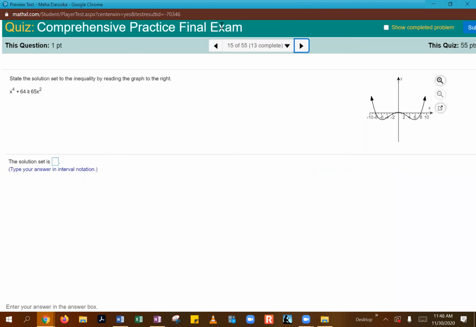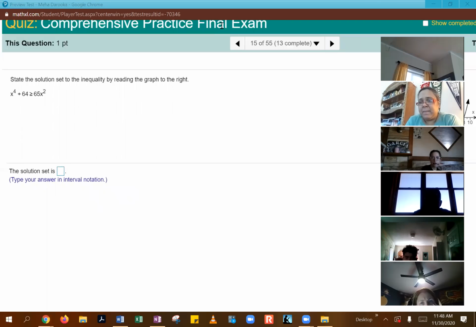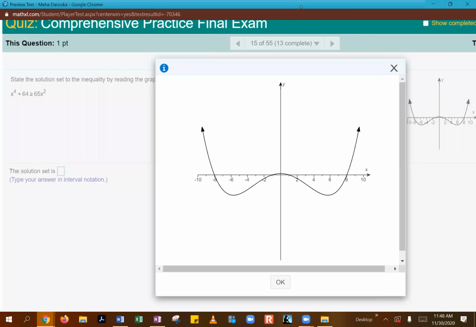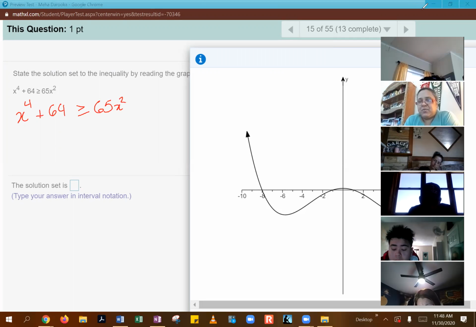Okay, this is just asking you to read the graph to solve the inequality. Are you guys okay on this one? What would be your solution set for this inequality? You are given x to the 4th plus 64 is greater than or equal to 65 x squared, and they're asking you to solve the inequality by reading the graph. So what's the first thing you would do here?